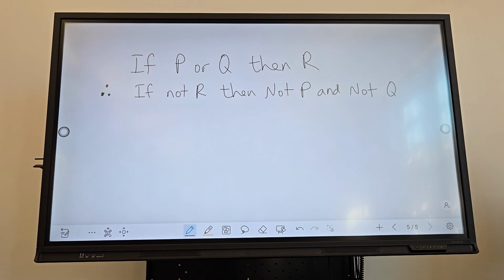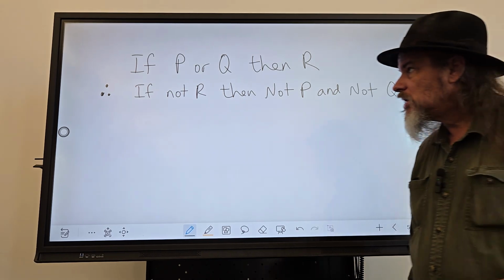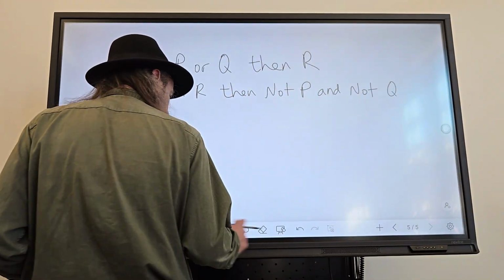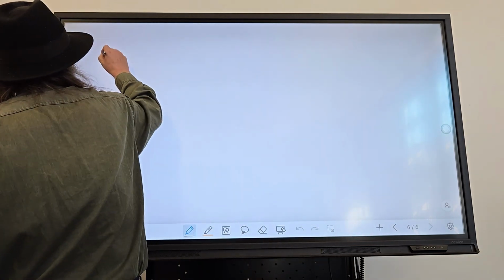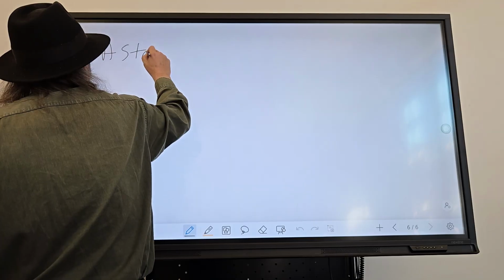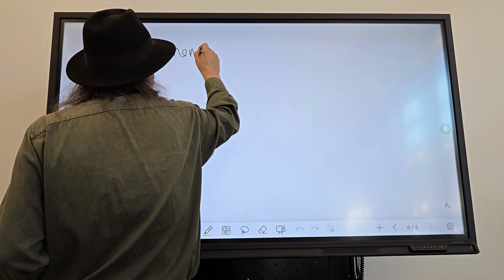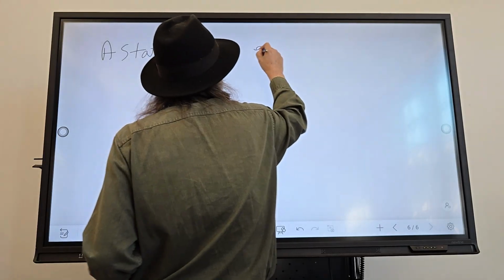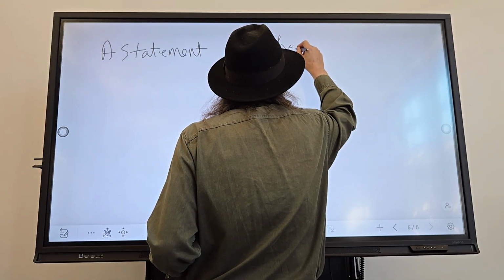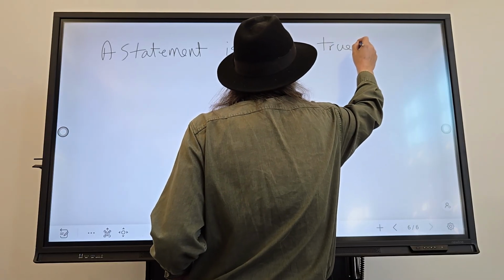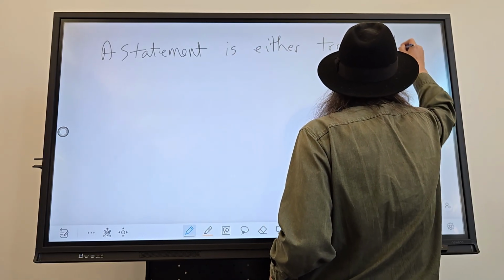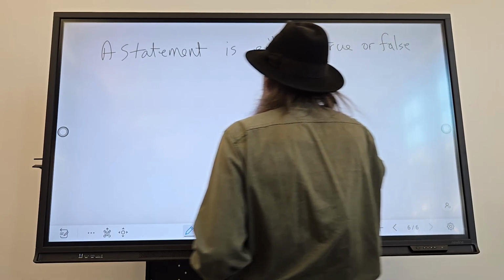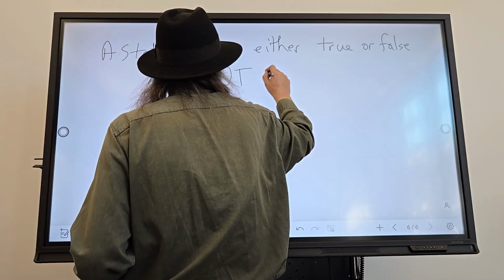Some more definitions. A statement or proposition is a sentence that is either true or false, but not both.